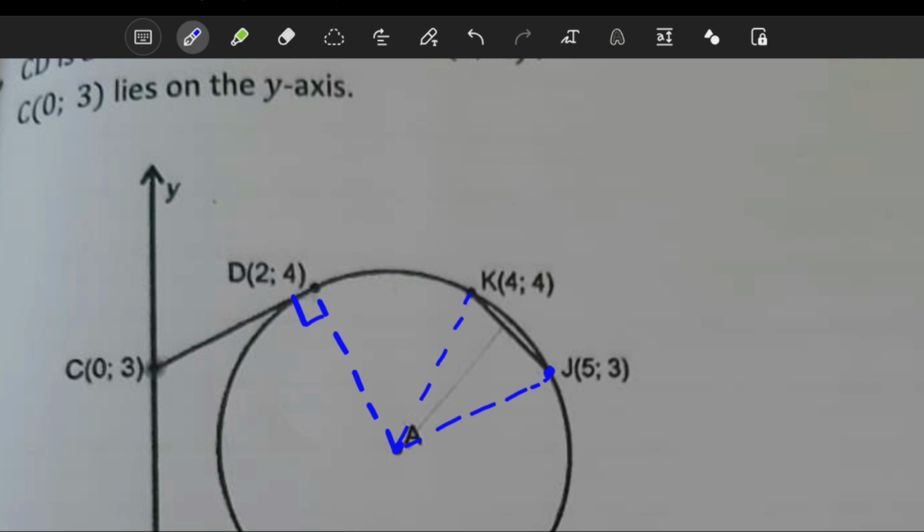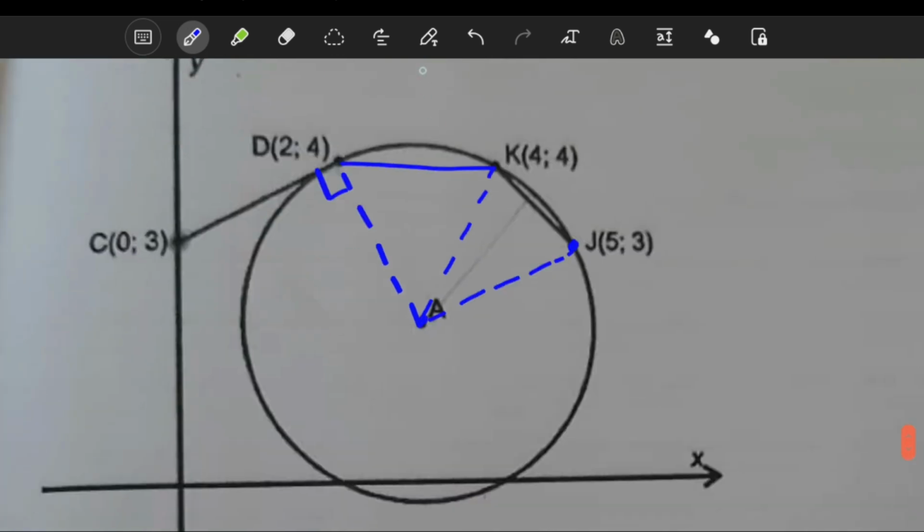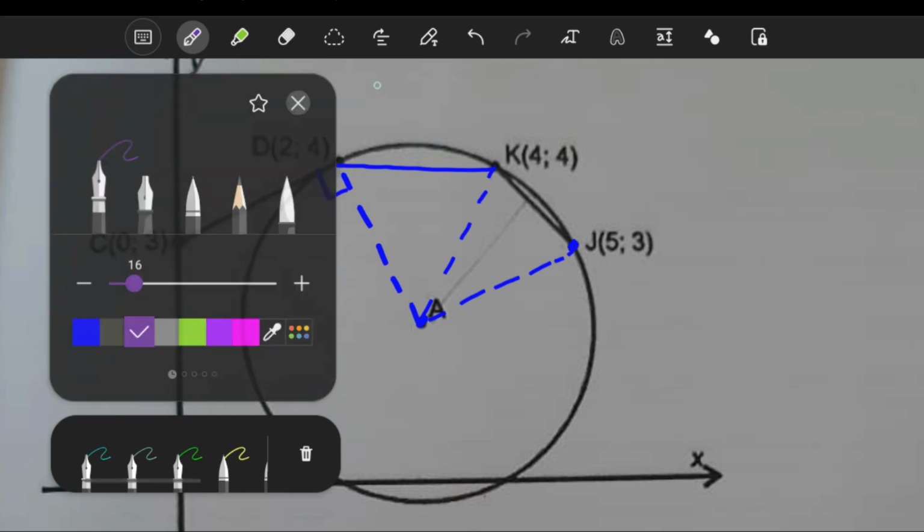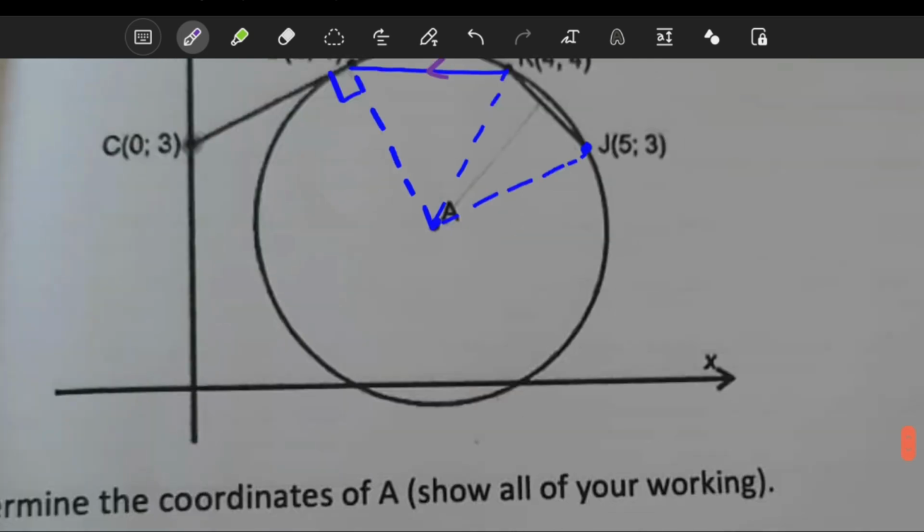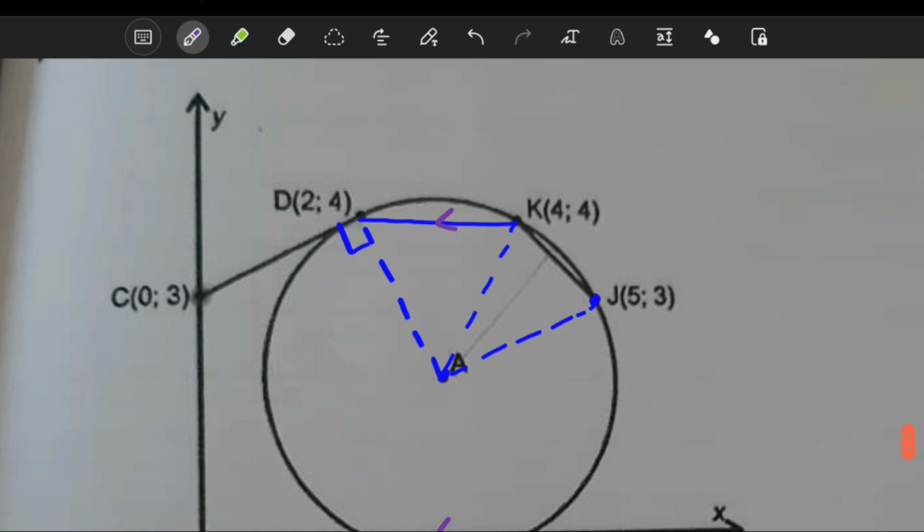So it means that there's a straight line over here. You see, it's a line that is parallel to the x-axis. So let's just take note of this line over here. It may help us, it may not. We'll see. This is parallel to that.